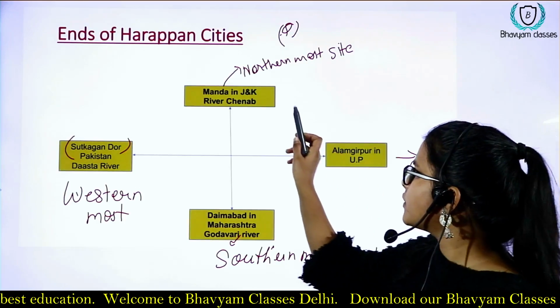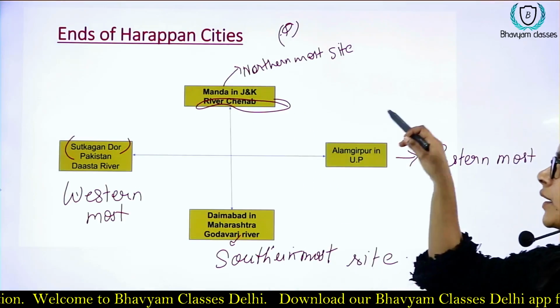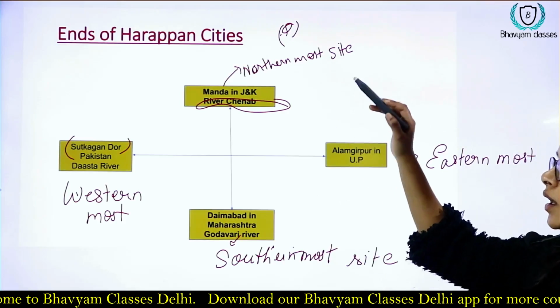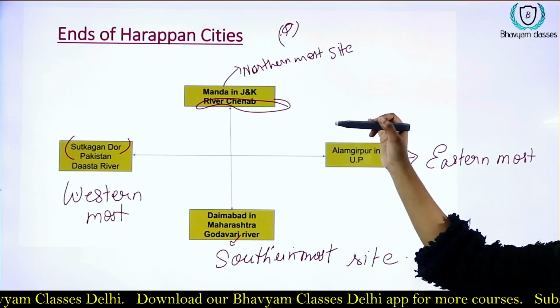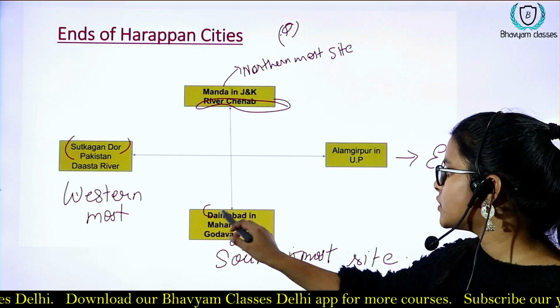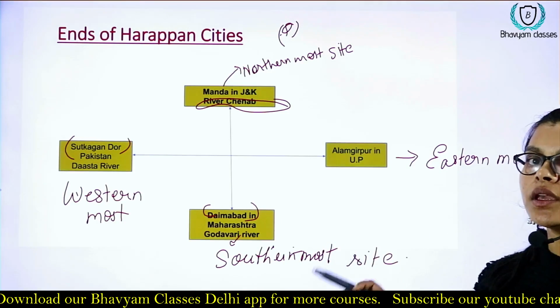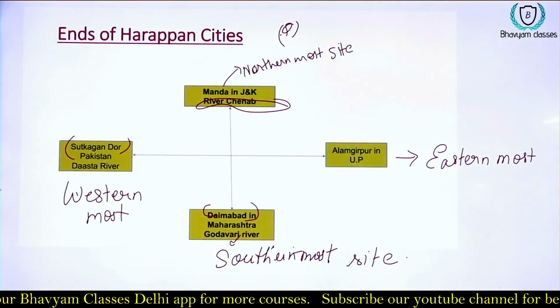I have mentioned the rivers also. So Mand is situated on the river Chenab. Sutka Gandhor is situated on the river Dasht. Daimabad, which is in Maharashtra, is situated on the banks of river Godavari.